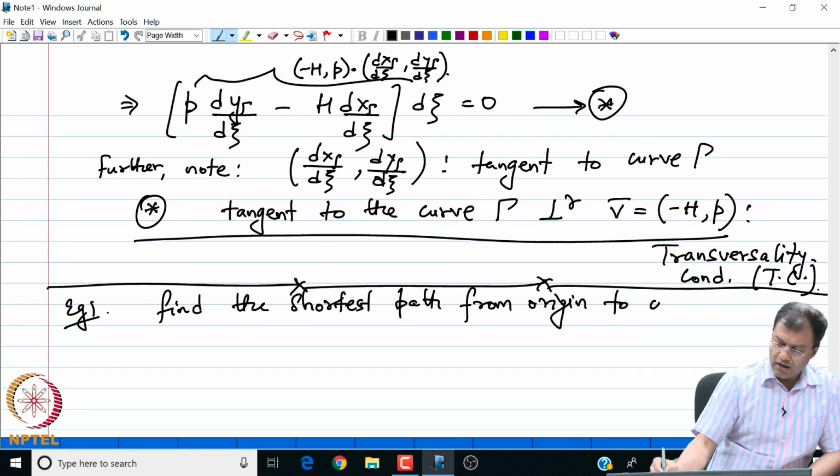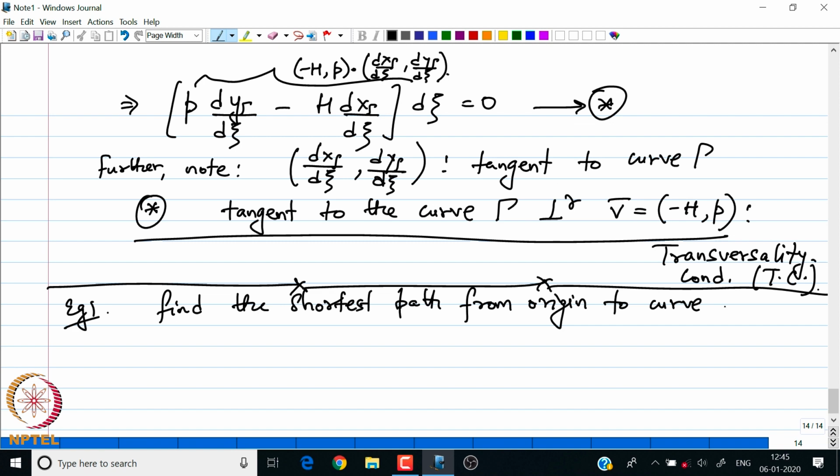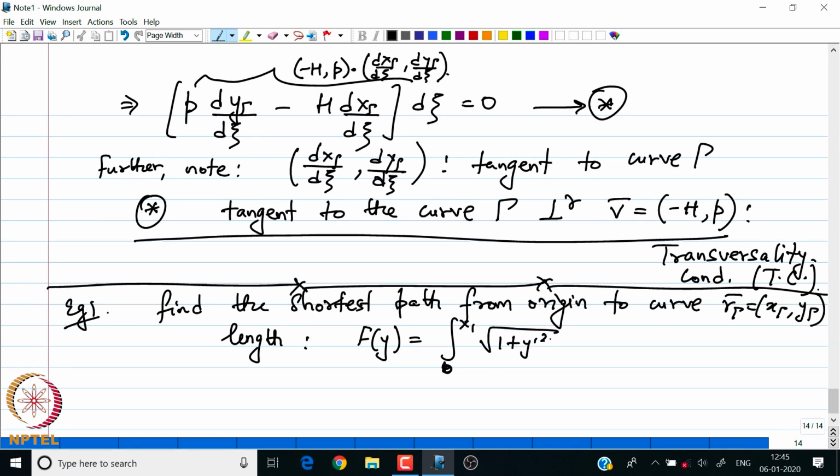to the curve r gamma, which is x gamma, y gamma, right, with the path length given by f of y, which is the integral from 0 to x1, square root of 1 plus y prime square dx, right.